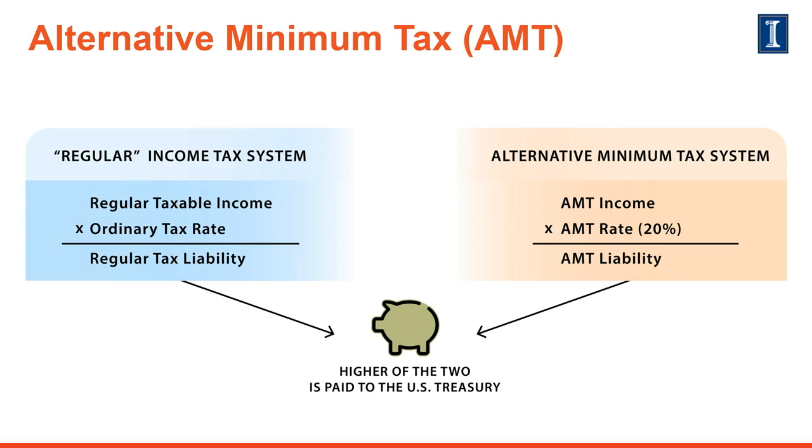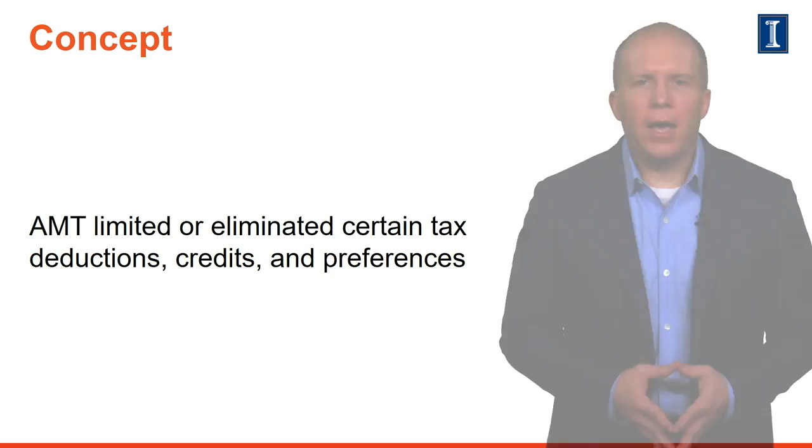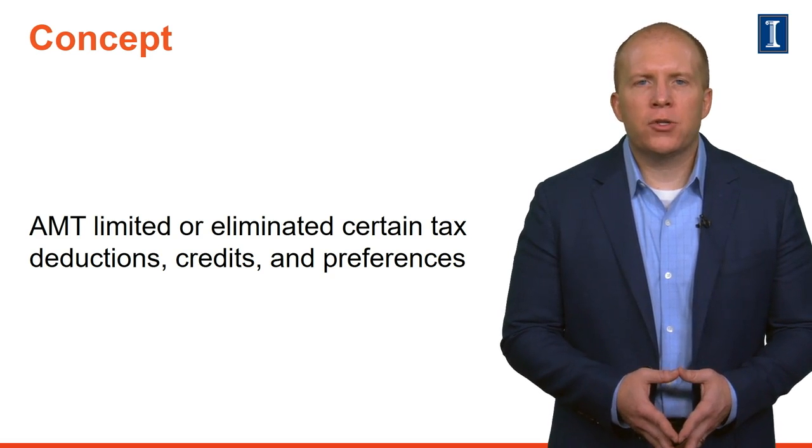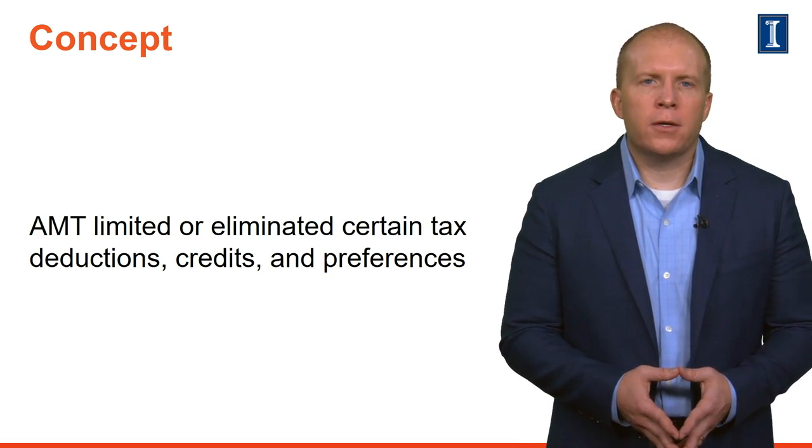From a conceptual standpoint, it's helpful to visualize the AMT as a completely separate and distinct tax system that ran parallel to the regular tax system. Most corporations were required to calculate tax liability under both systems and then pay the higher of the two. In general, the AMT system operated by limiting or eliminating certain tax deductions, credits, and other preference items.